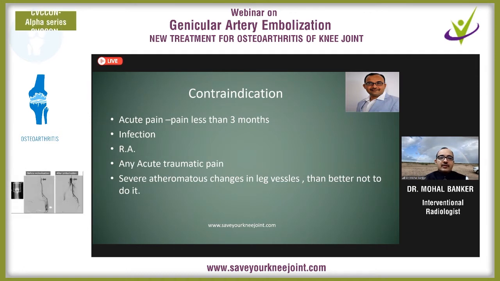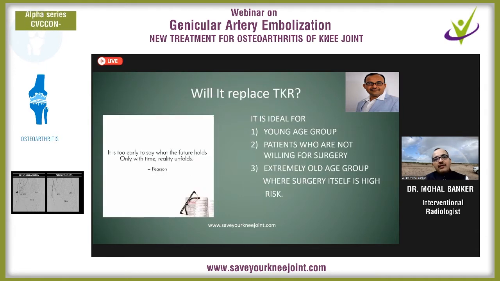So now let's see the contraindications of this procedure. Definitely acute pain is not treated by this procedure. Infection within the joint and rheumatoid arthritis are not indications for this procedure. Acute traumatic pain is avoided, and if there are severe atherosclerotic changes in the leg vessels, particularly the superficial femoral artery, then this procedure should not be done in those patients. So many of my orthopedic colleague friends are asking me, will it replace TKR?